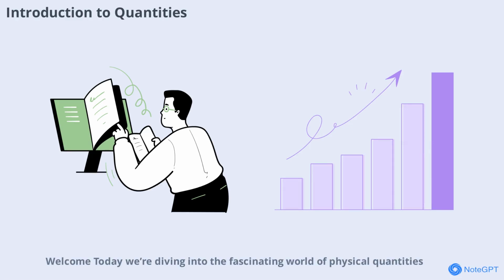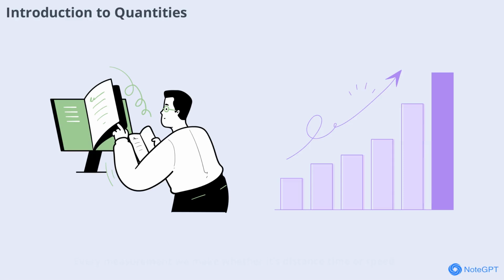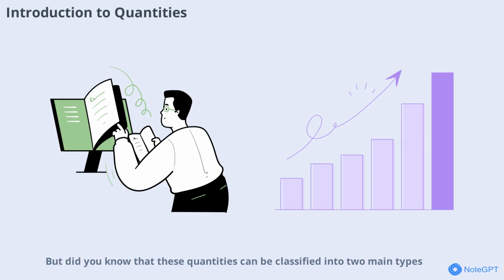Today we're diving into the fascinating world of physical quantities, which are essential building blocks in physics and mathematics. Every measurement we make, whether it's distance, time, or speed, falls under the umbrella of physical quantities. But did you know that these quantities can be classified in two main types? That's right, scalar and vector quantities. Understanding the distinction between these two is crucial for solving problems and making sense of the physical world.